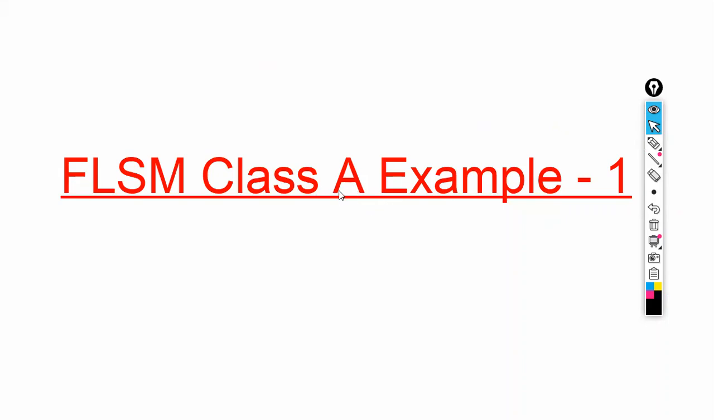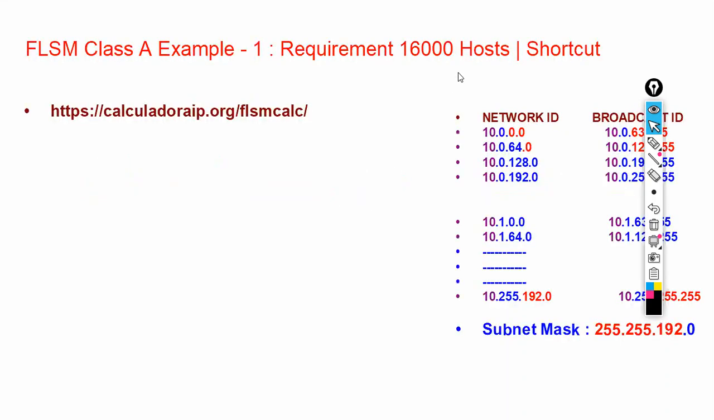Then a class A example here. 16,000 is the requirement, so you can go with class B. We have seen the class B examples. Let us take the class A example for 16,000 hosts. For 16,000 we can go with class B and class A also. Let us see class A.